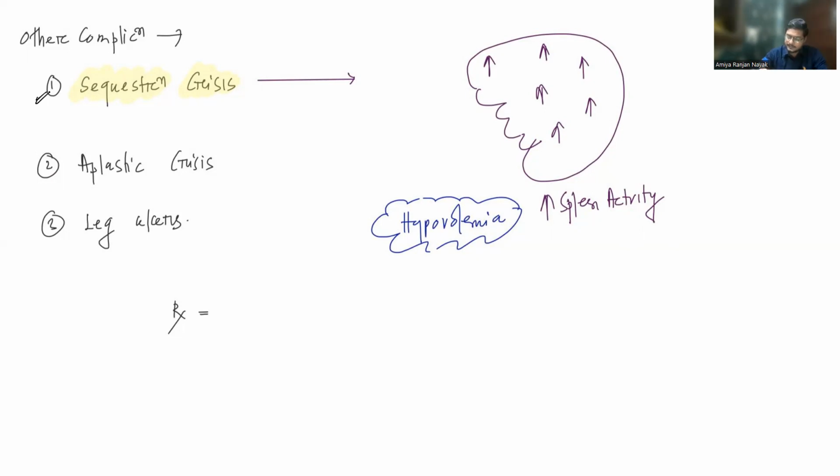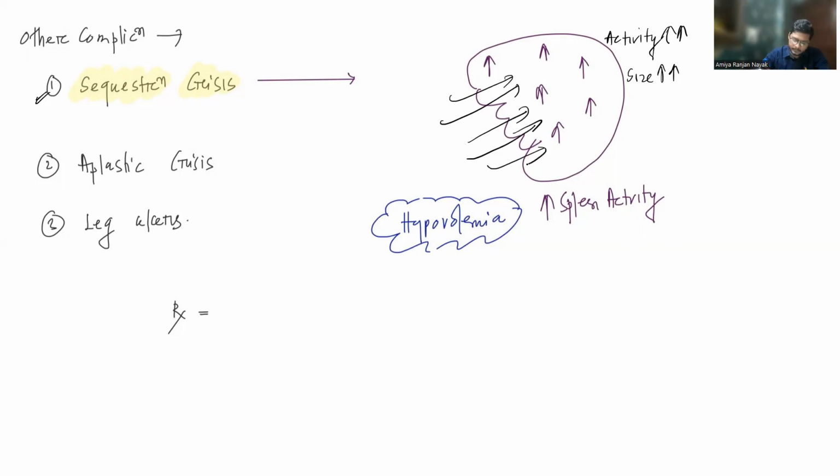There is a sudden, severe increase in the activity of the spleen. The activity and size of the spleen will severely increase. Now the spleen can take up all the blood from the circulation. It can actually take up all the blood from the circulation.